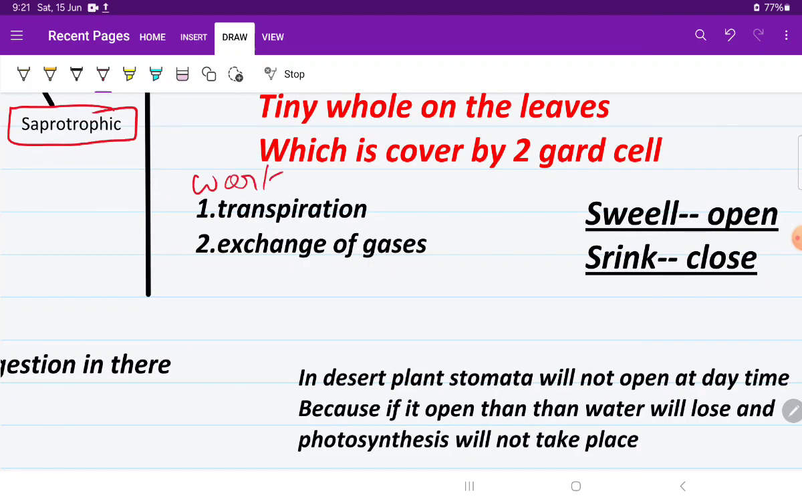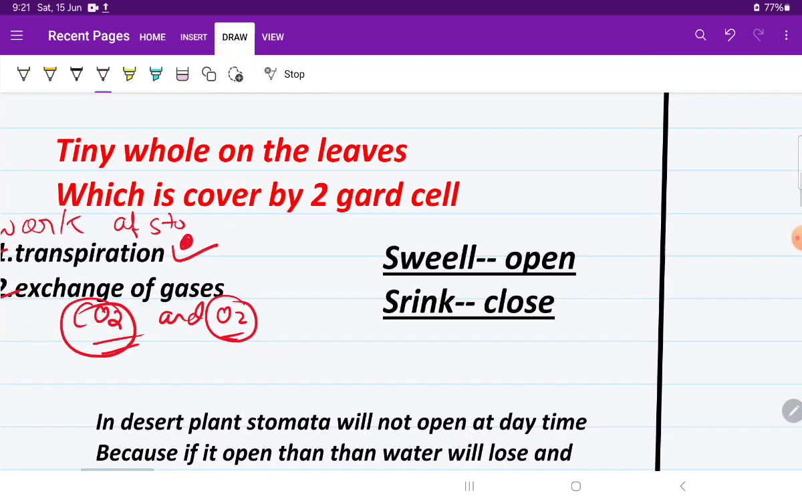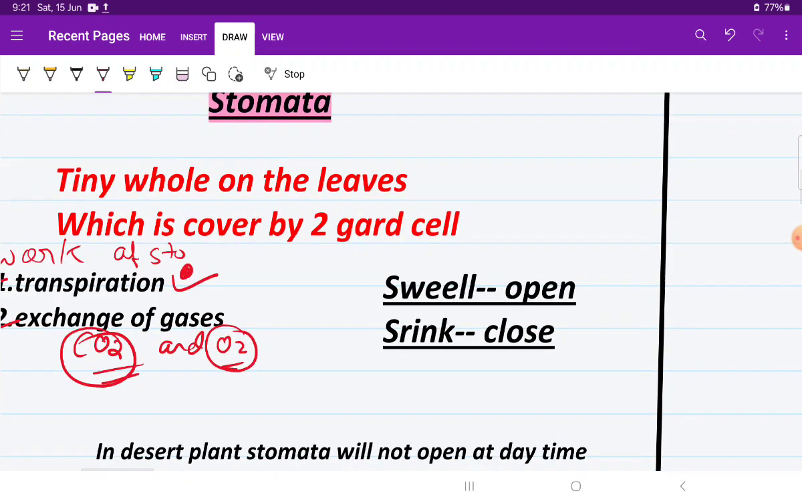Work of stomata. First of all, transpiration and exchange of gas. That means the excess water is removed from the plant. It is known as transpiration. And exchange of gases, that means CO2 and O2 are exchanged. It takes in CO2 and excretes O2. Now let's see how the stomata will open and close.